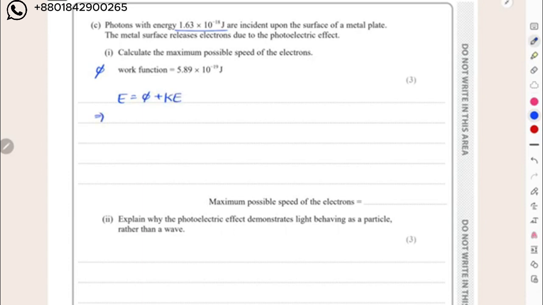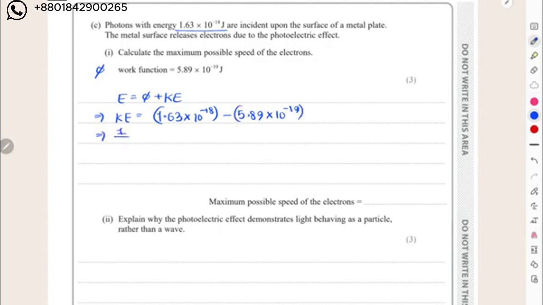Now the value for E is already provided to you, 1.63 × 10^-18. The photon energy gives you the total energy. So you just make kinetic energy the subject. You have already been provided with the value, right? So no need to work anything out. You can just subtract the values of 5.89 × 10^-19 from this 1.63 × 10^-18.